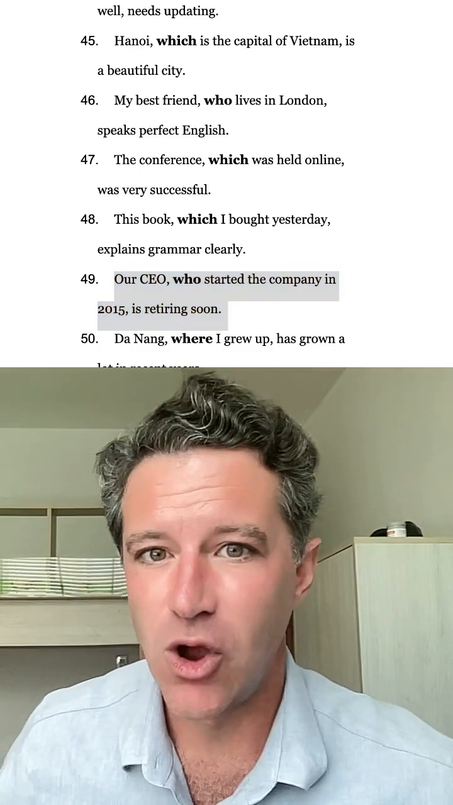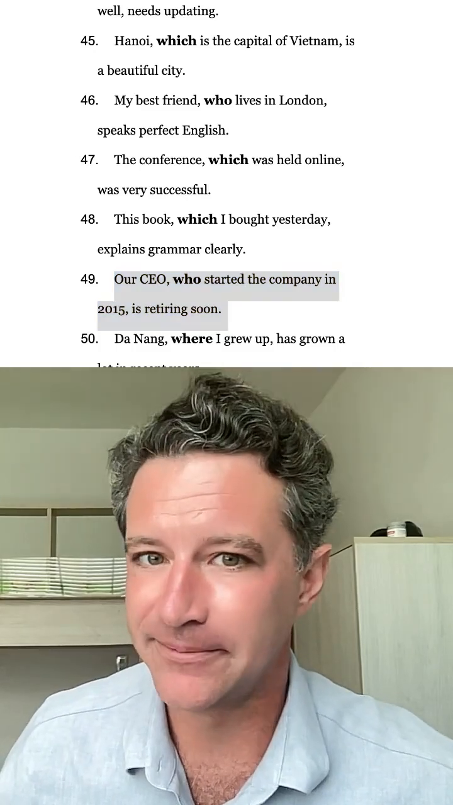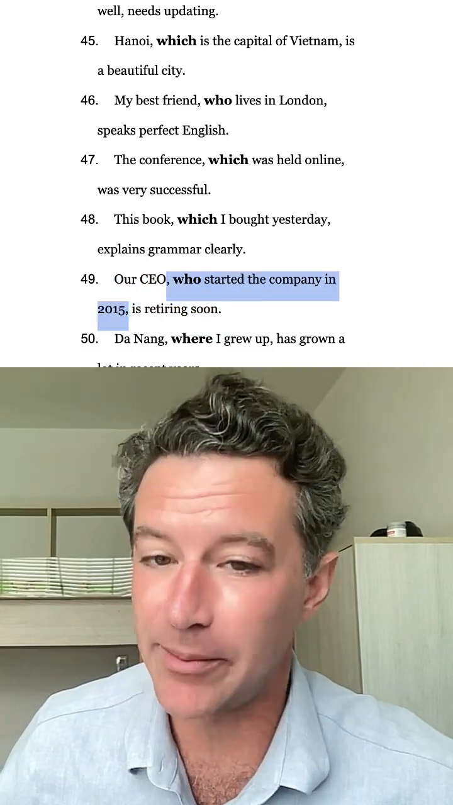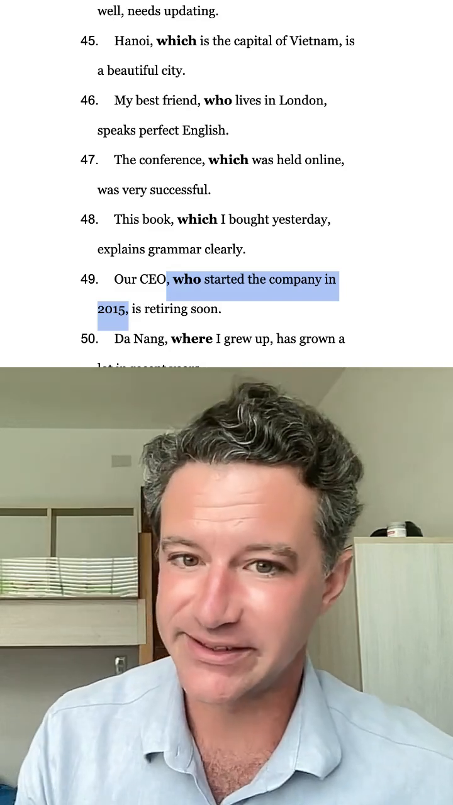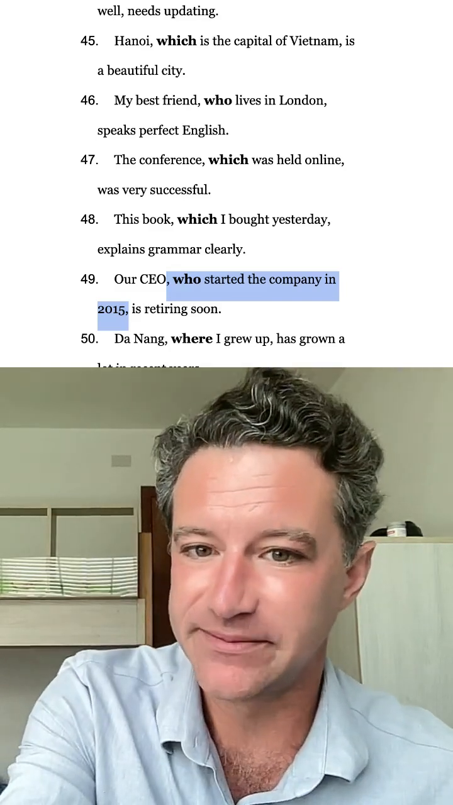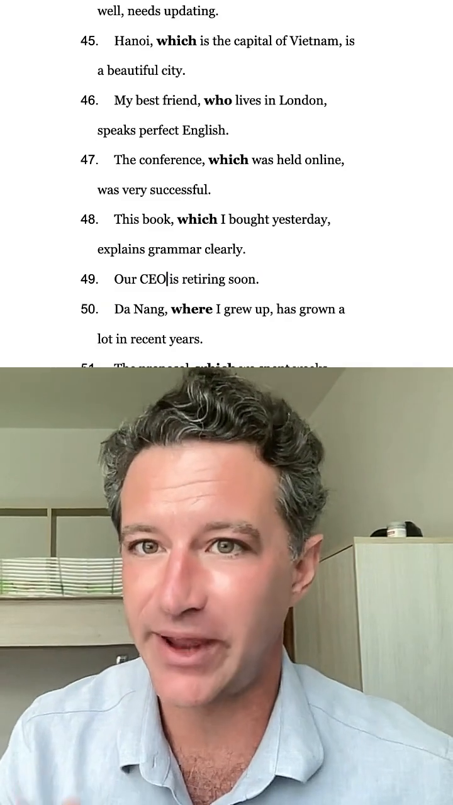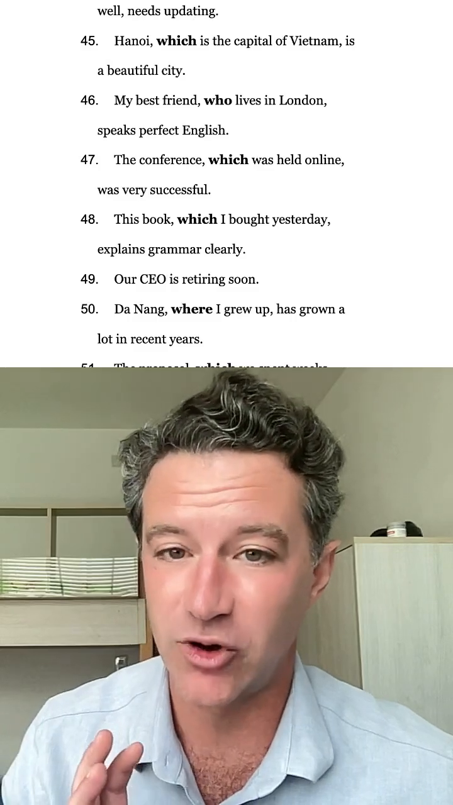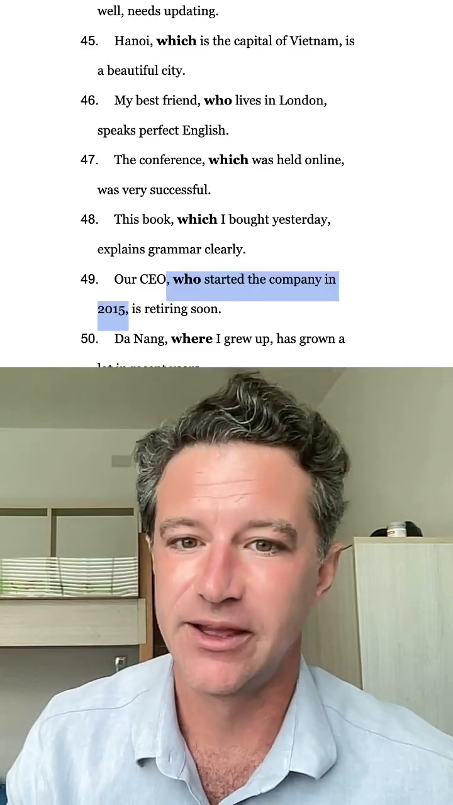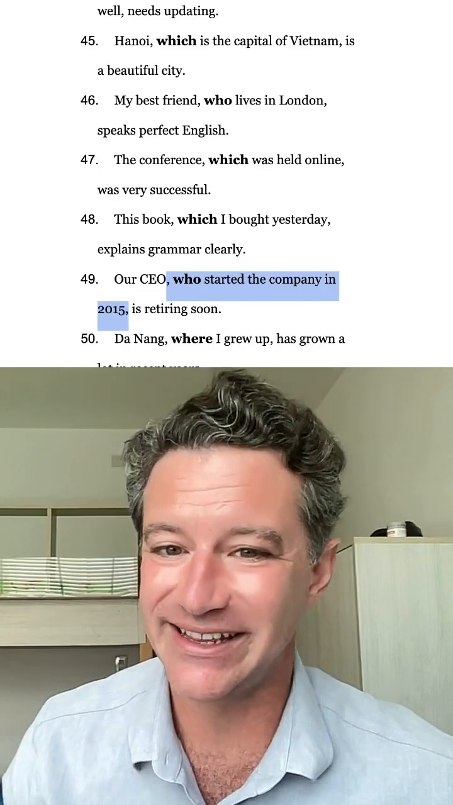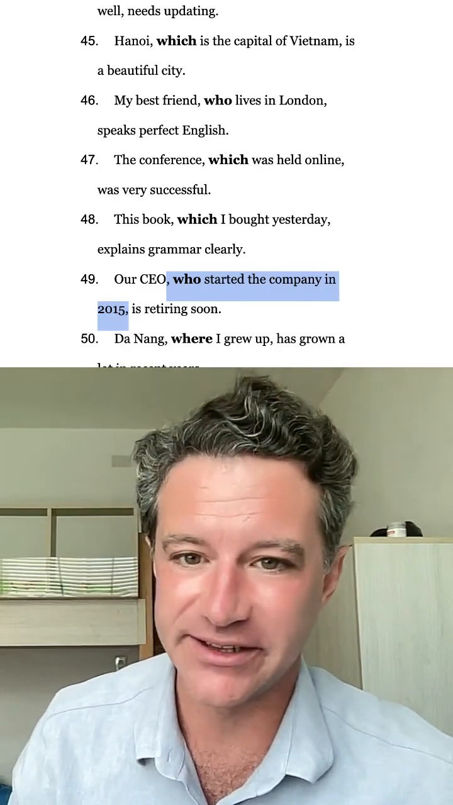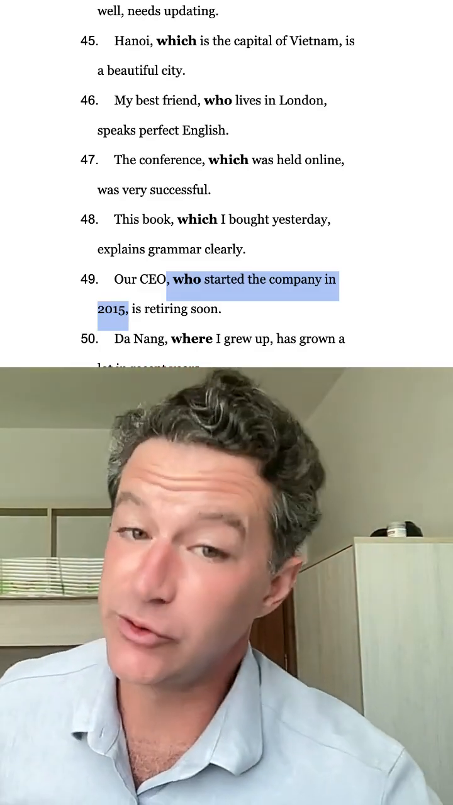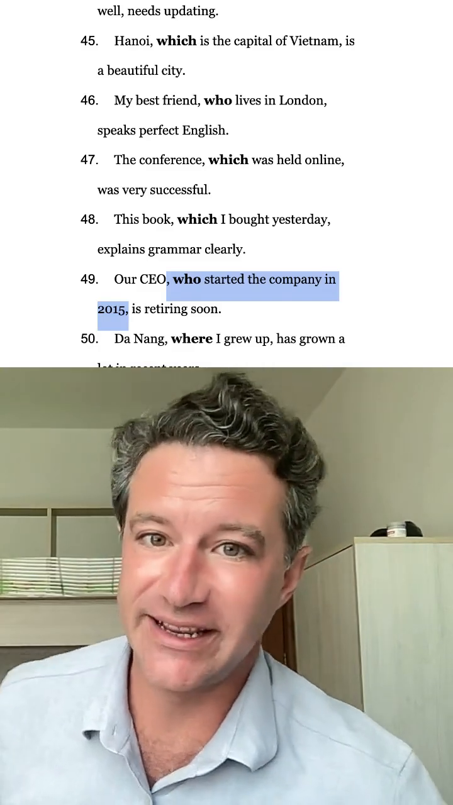Rita says, why you put a comma? So I put a comma, actually I put 2 commas because I can remove this and the sentence is still okay, right? Our CEO is retiring soon. That is a correct, good sentence. But if we want to add this, this is a dependent clause. So we need commas. Our CEO, who started the company in 2015, is retiring soon.